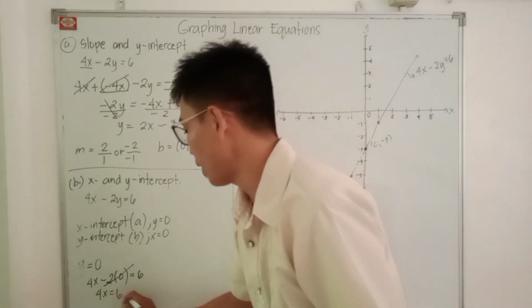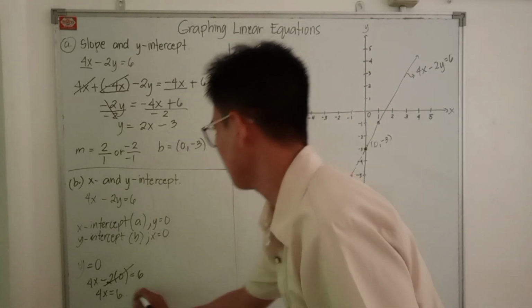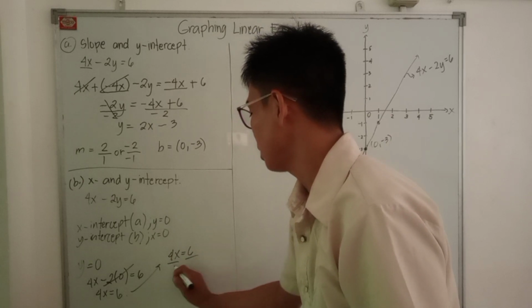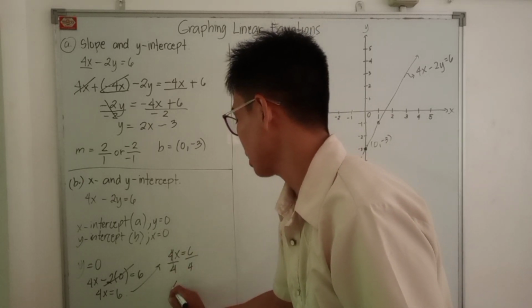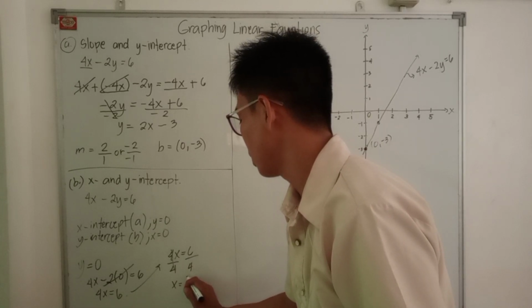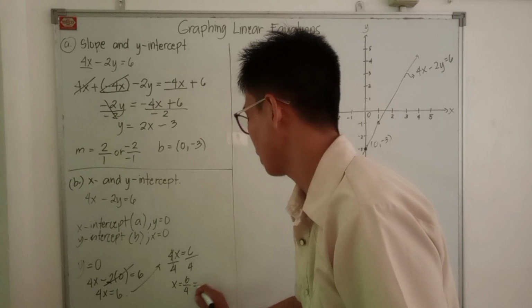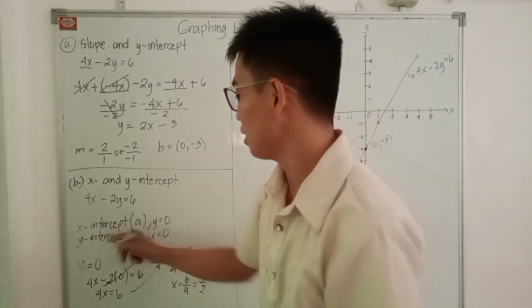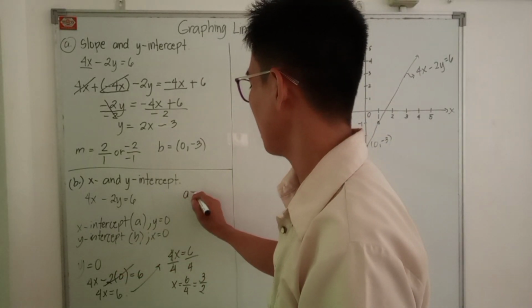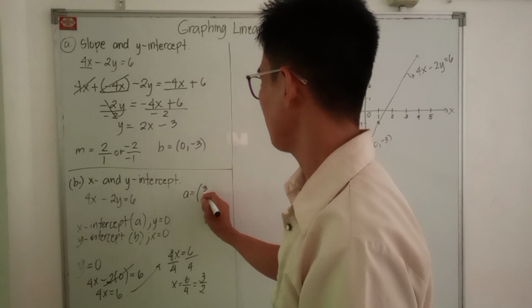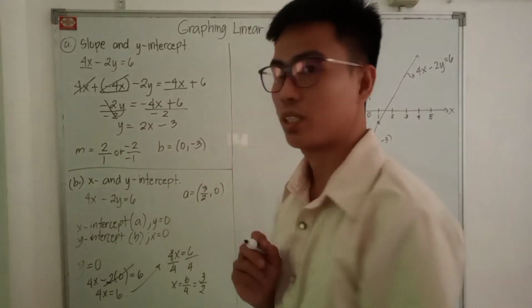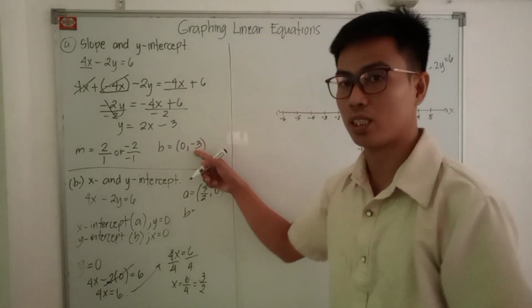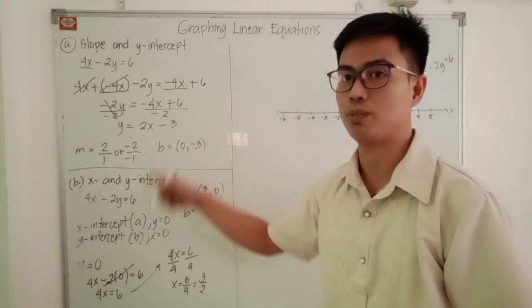6. And then, dividing both sides, ililipat ko lang dito. So, dividing both sides, x equals 6 divided by 4. So, x is 6 over 4. Then lowest term equals 3 over 2. And for our x-intercept, ang value natin ng A ay 3 over 2, 0. So para naman sa y-intercept, dapat ang makuha natin is 0, negative 3 kasi parehas lang sila ng equation.